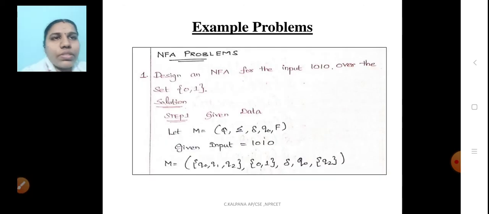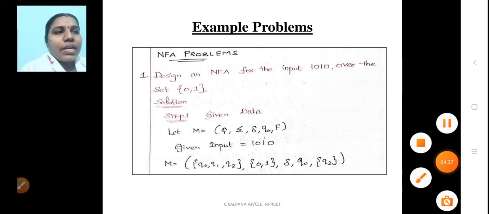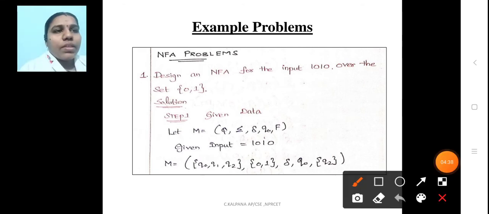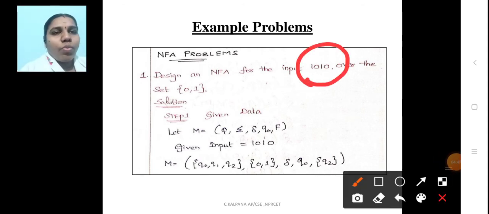So this is the definition of NFA. Now we are going to see an example problem for NFA. Question: design an NFA for the input 1010 over the set 0, 1. Here the input given in the question is 1010. So we have to draw the transition diagram as well as the transition table for the same input 1010.